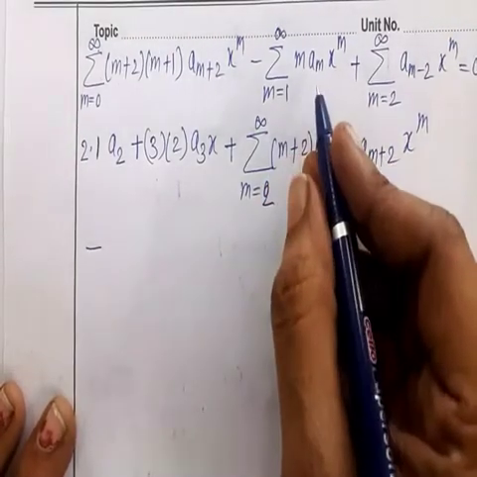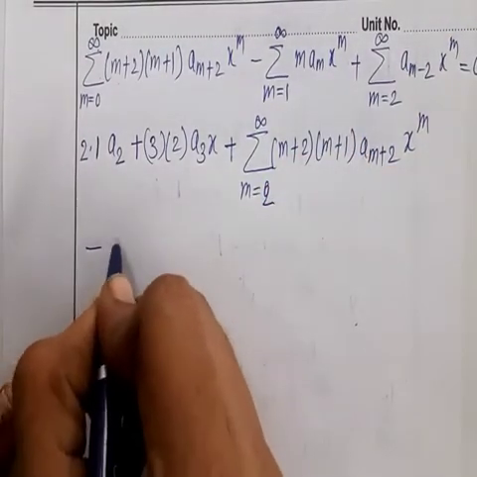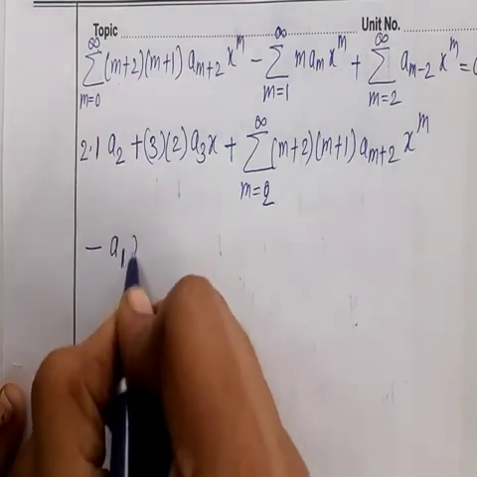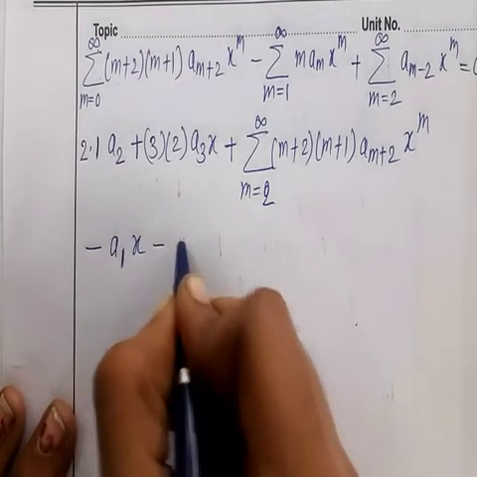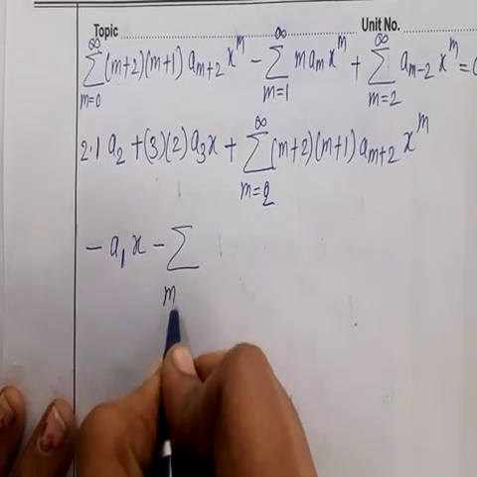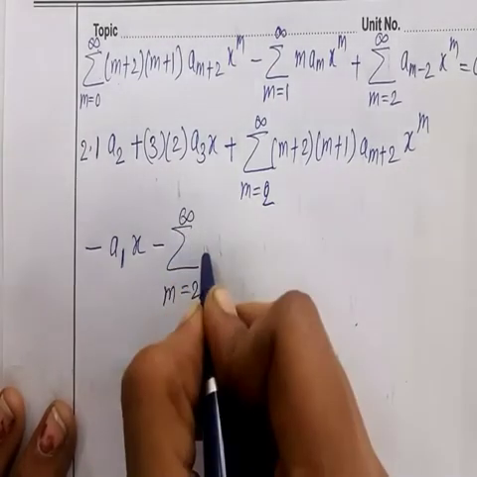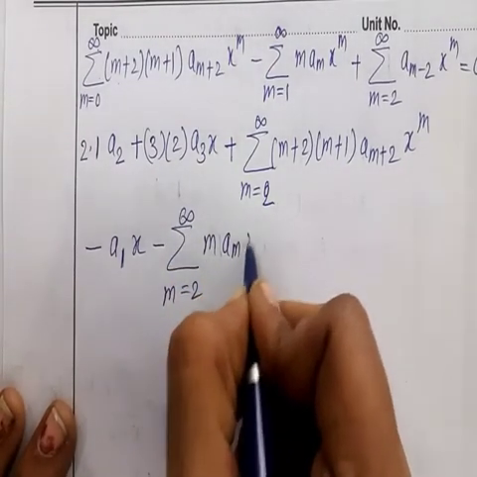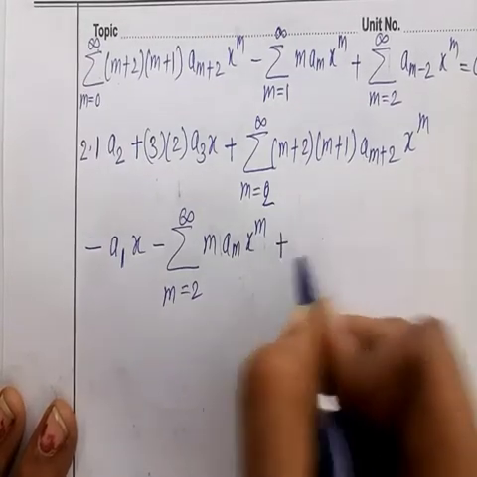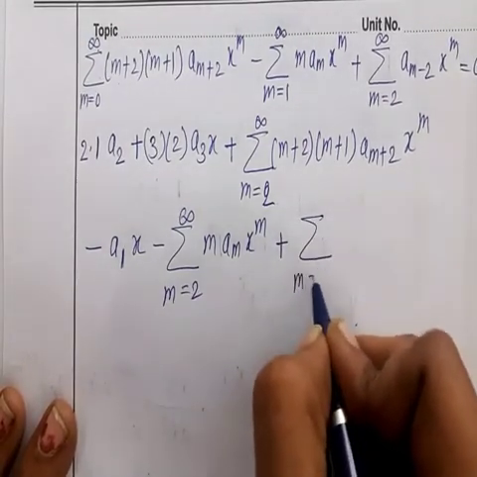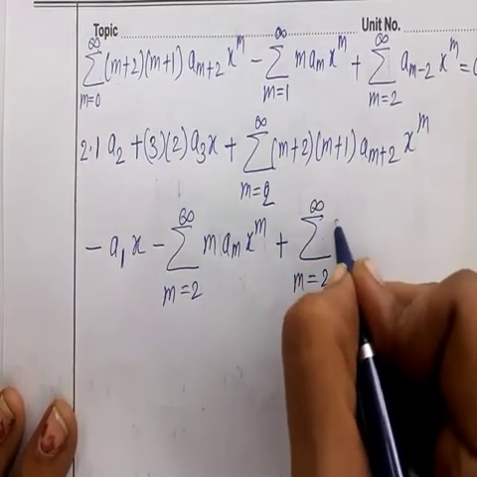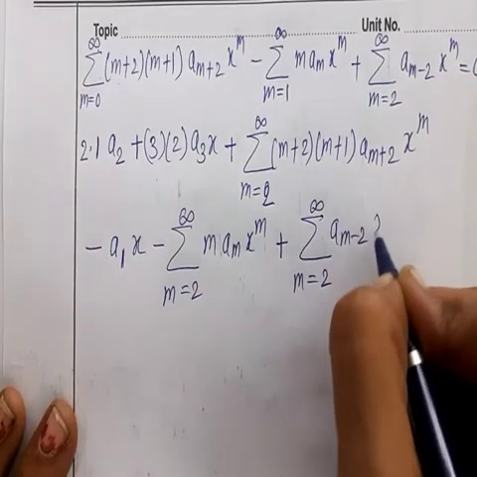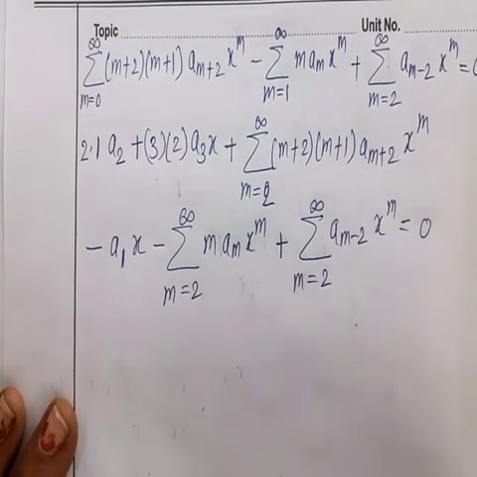So put m is equal to 1 here. 1 multiplied by a1 x, minus summation m is equal to 2 to infinity, m into am x to the power m, plus the third summation, which starts from m is equal to 2. So we keep it as it is. A of m minus 2 x to the power m is equal to 0.